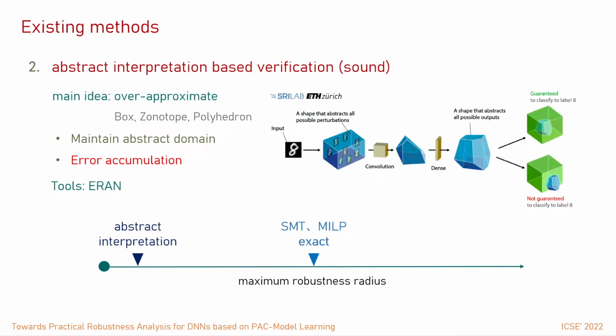The second approach is the abstract interpretation-based verification. Compared with the previous technique, it reduces the computational cost by using the abstract domains to over-approximate the uncertain nodes. However, since the error introduced by over-approximation accumulates, the estimation given by this method could be very conservative.